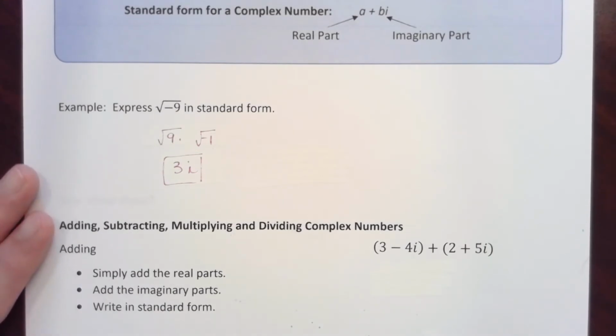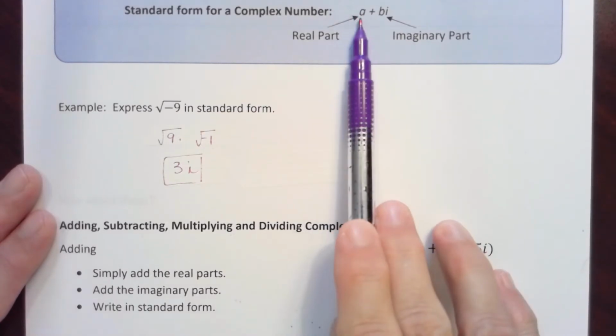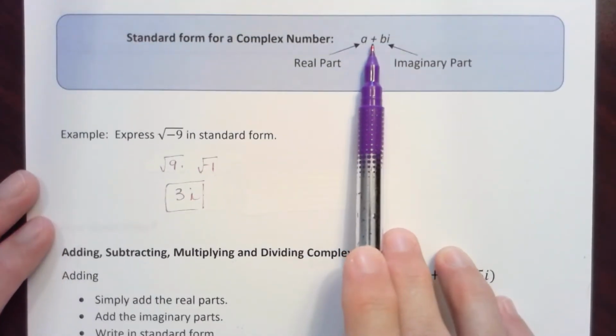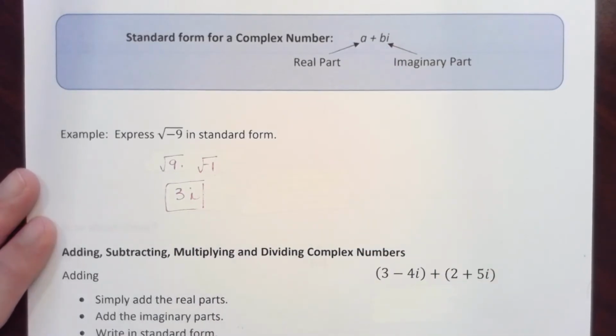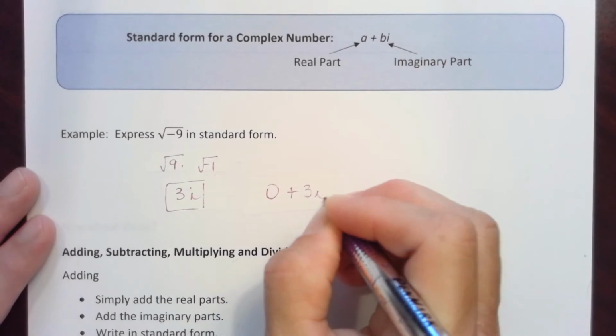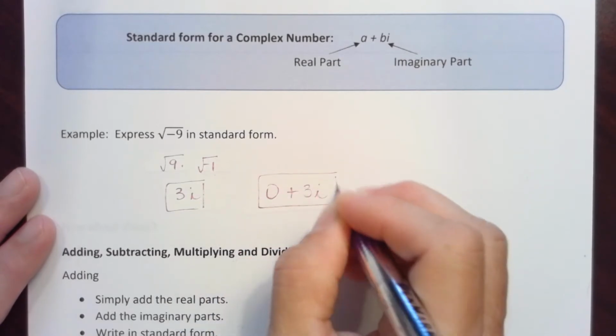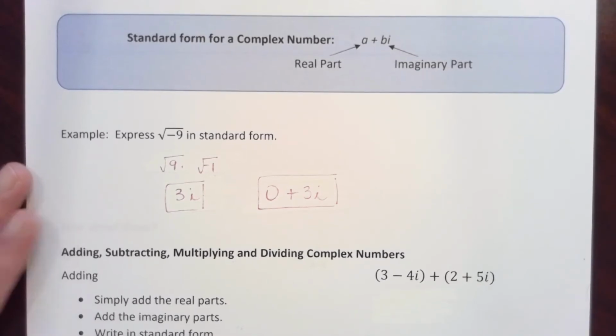However, the instructions tell us to put it in standard form, which means we need a real part plus an imaginary part. So this one doesn't really have a real part, so we just put 0. 0 plus 3i. This would represent the standard form for that complex number.